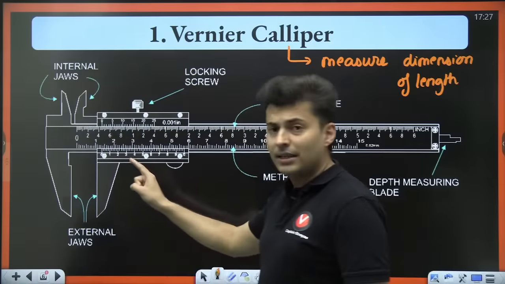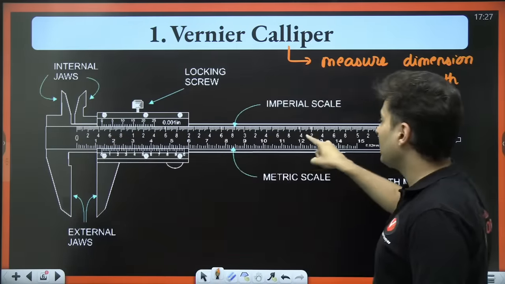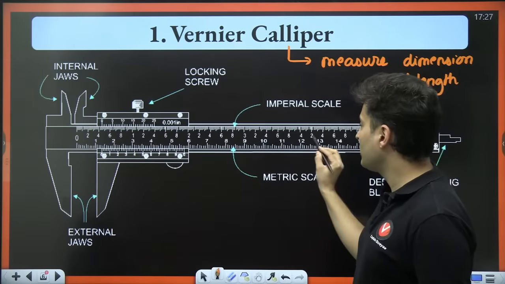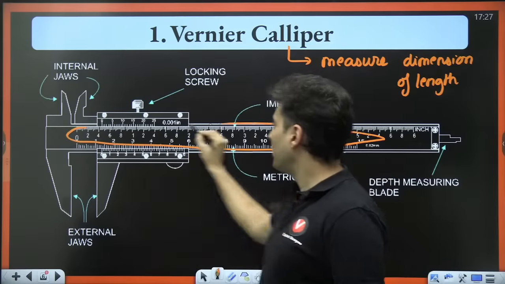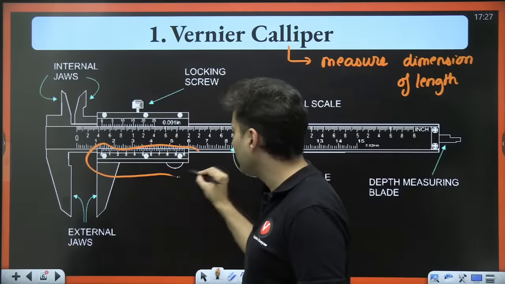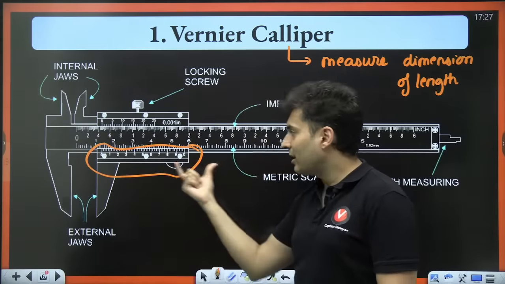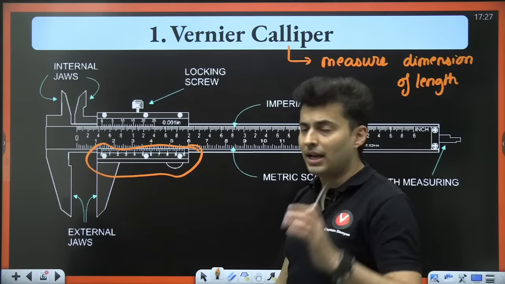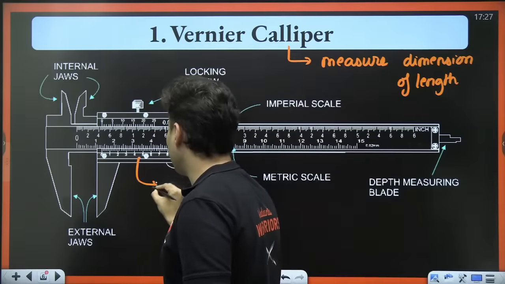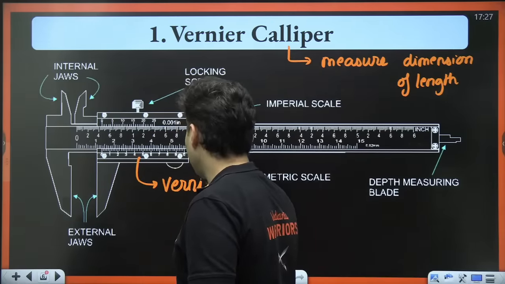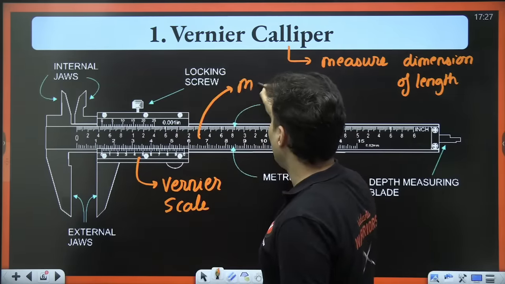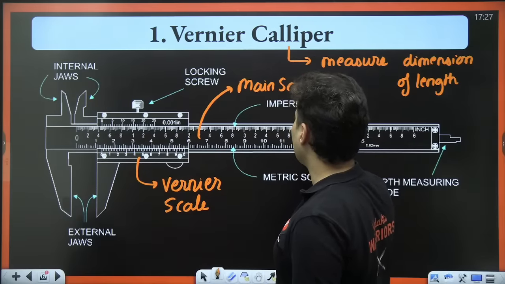Yes, in this vernier caliper you can see this particular thing. This is basically your main scale, you can call it. This particular part is basically your main scale, my dear warriors. And do you see this one over here? This can be slid left and right, and that is called the vernier scale. So this is called your vernier scale, and this one over here is called your main scale. Keep that in mind.